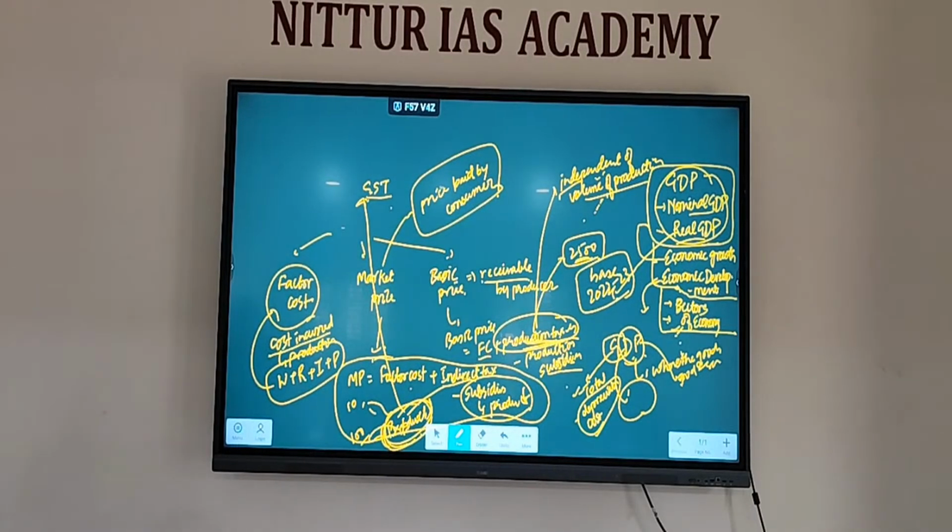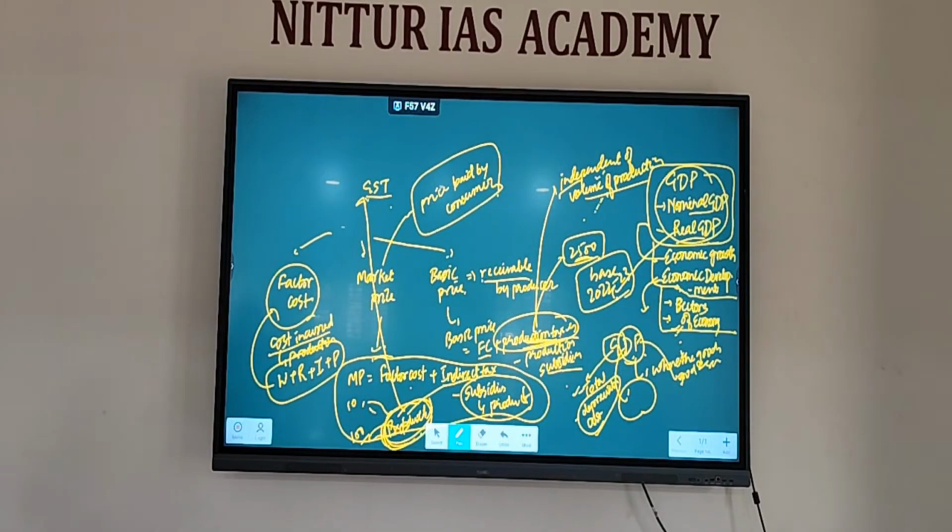custom duty, sales tax, GST, service tax, etc.